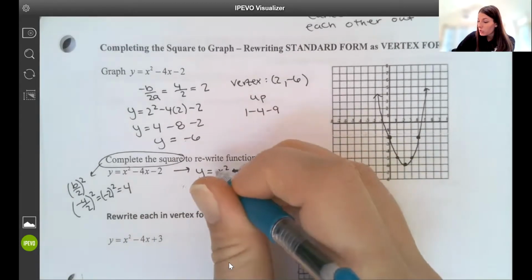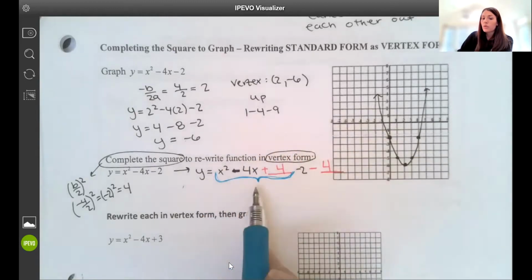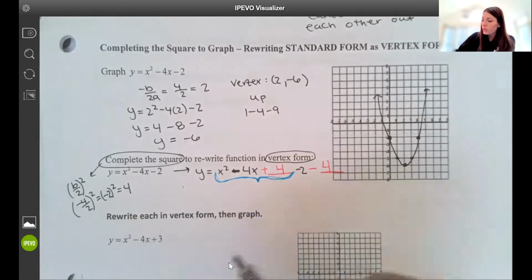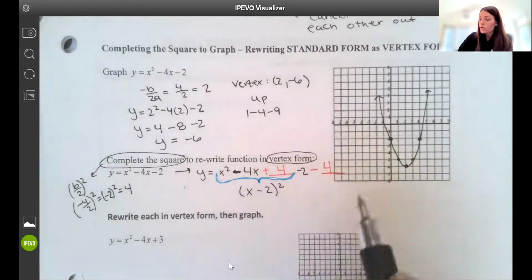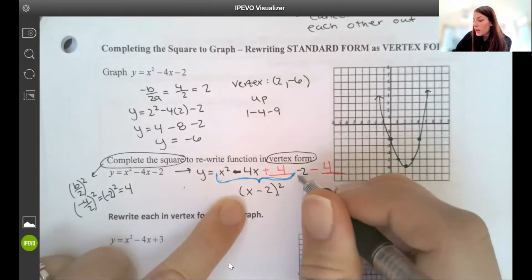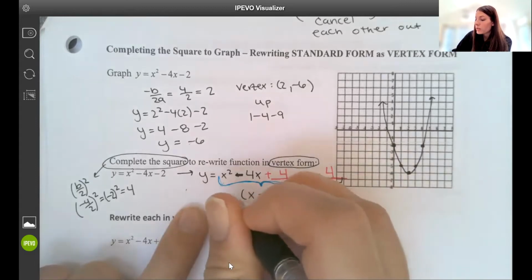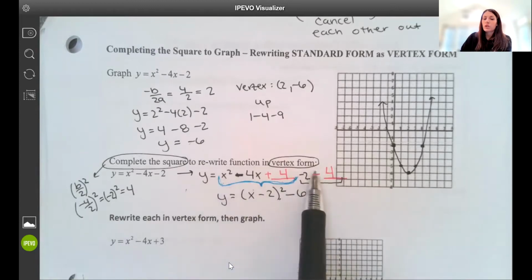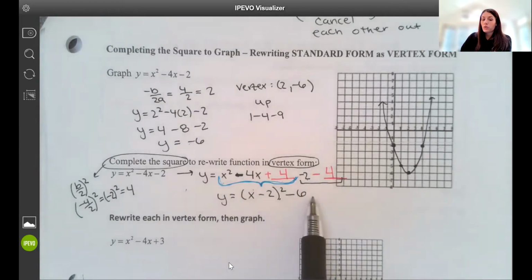The magic here comes from knowing that this beginning part that I have written here is a perfect square trinomial. So x squared minus 4x plus 4 factors into x minus 2 times x minus 2, or x minus 2 squared. So I'm rewriting the first 3 terms as x minus 2 squared. And then at the end of the function, I have negative 2 and negative 4, or negative 6. So I completed the square, and that rewrote it in vertex form.